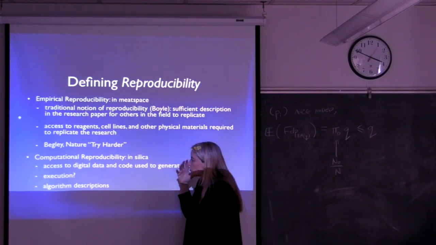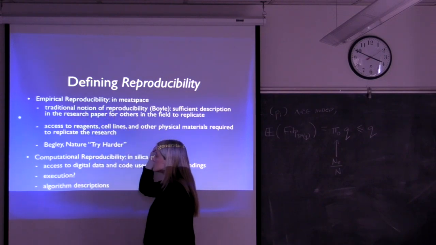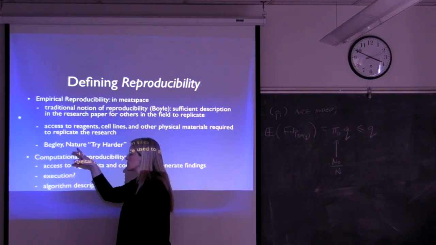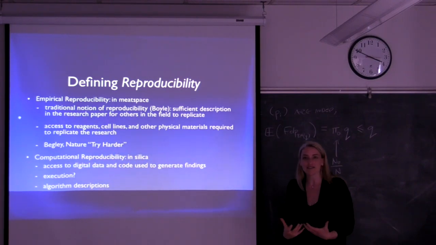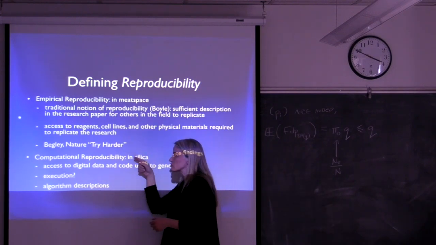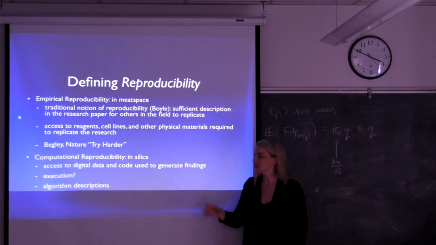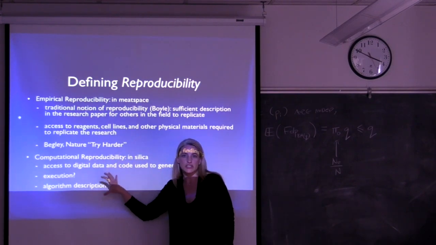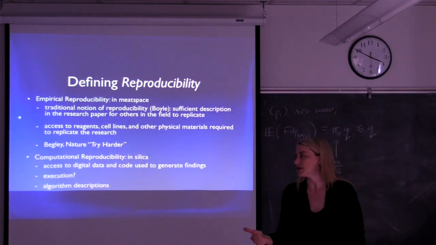So the way I've been thinking about it is splitting this into two issues. One is empirical reproducibility. There's a Nature article, I think last year by Begley, called Try Harder, and it's this idea that we have standards and let's just do a better job of enforcing them. I don't think you can just try harder and get a solution in computational science. There's really a whole new set of procedures, a new way of thinking about how we carry out the research and disseminate the research.